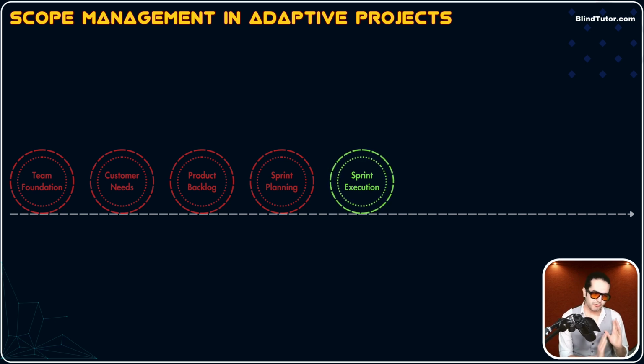Congratulations on finishing up the fourth part of scope management in adaptive projects, and welcome to the fifth one. It is called sprint execution. What did you do so far? In the first part, you came up with scope culture. You built a good culture awareness in your team.